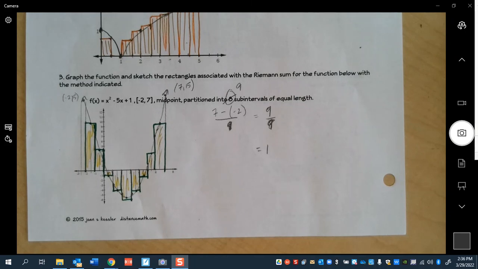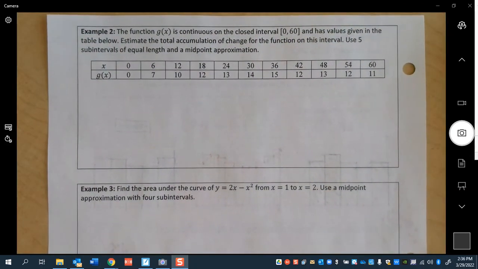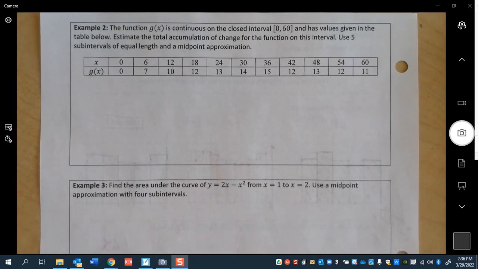All right, let's go back to the back of the notes, because what's on the back of the notes is an example of using a chart for the accumulation of change.